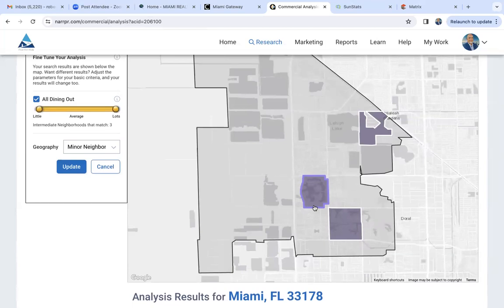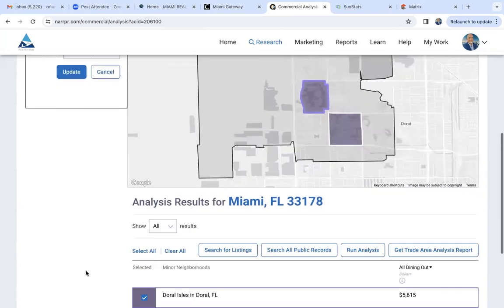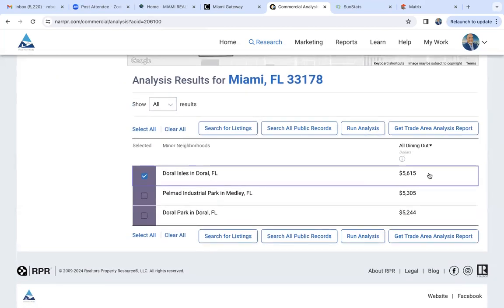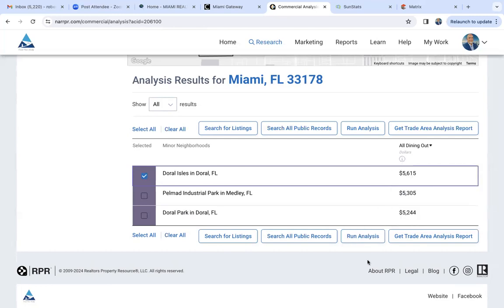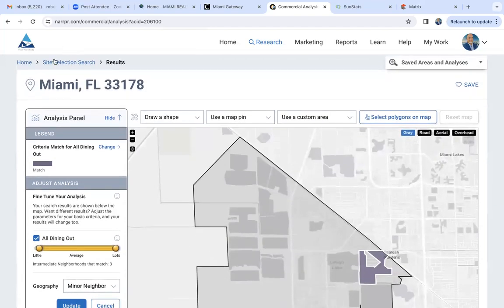Remember, whenever you dine out at a restaurant and you pay with your credit card, your credit card is registered to your home address. And this is how they know that these people here spend on average $5,600 a year dining out. That doesn't include people who spend cash dining out. Only people who use their credit cards. It's the only way that they can really trace it. This is not done by surveys. This is actually done by consumer expenditure data. You can always click here, the little info here, and it tells you this is the data source coming from Esri, consumer data.